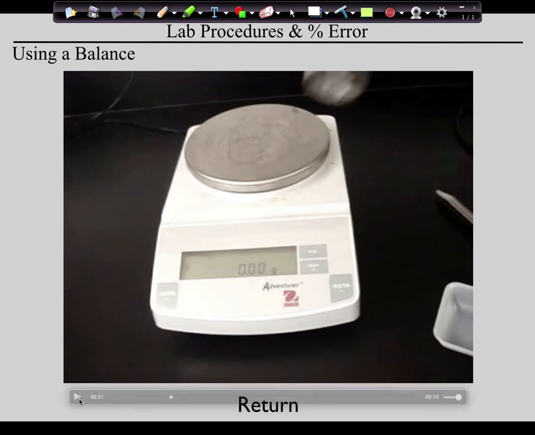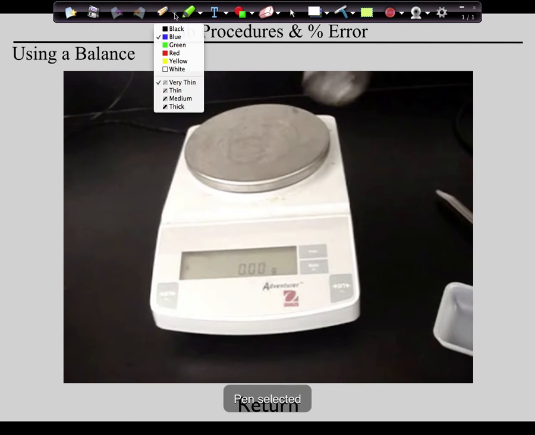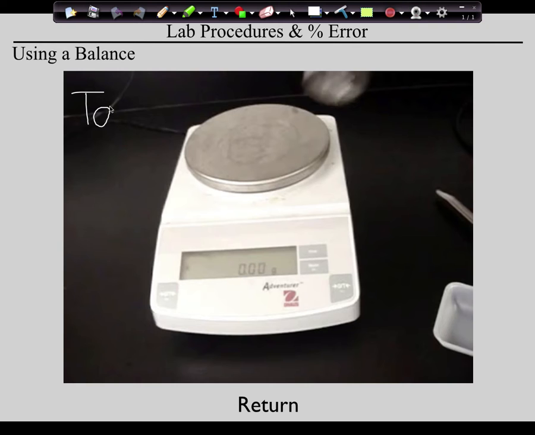So guys, that might have been hard to hear. You may want to include this in your notes. The thing that they were talking about that got talked over the top of is a thing called the tare button. Tare, T-A-R-E, is essentially the re-zero button.